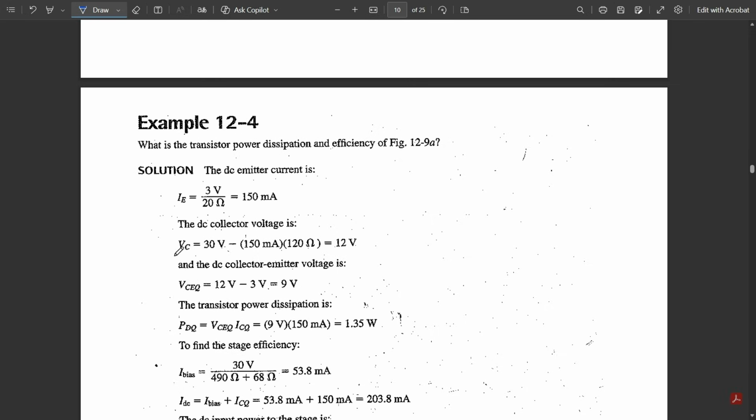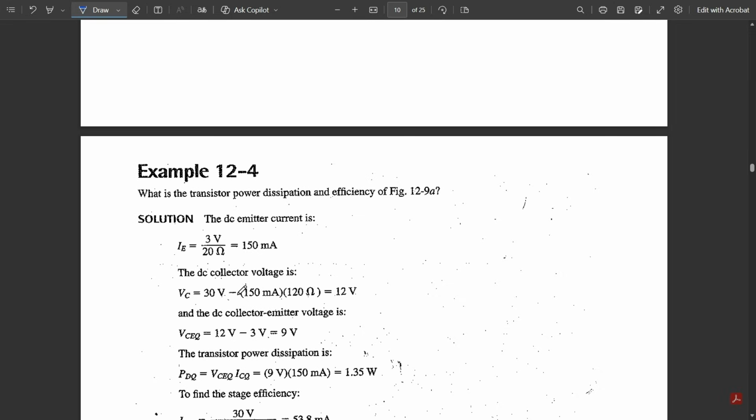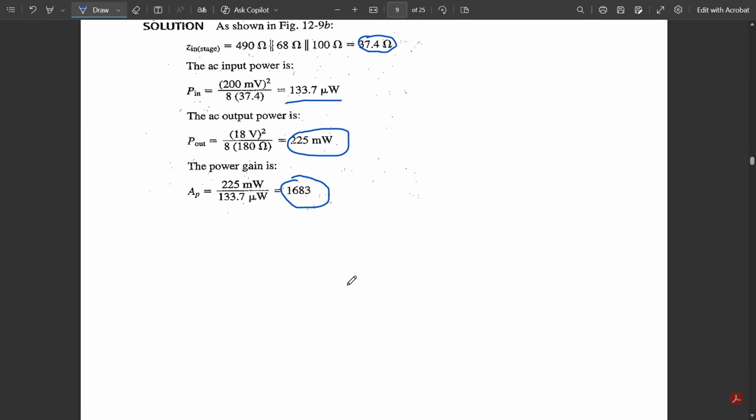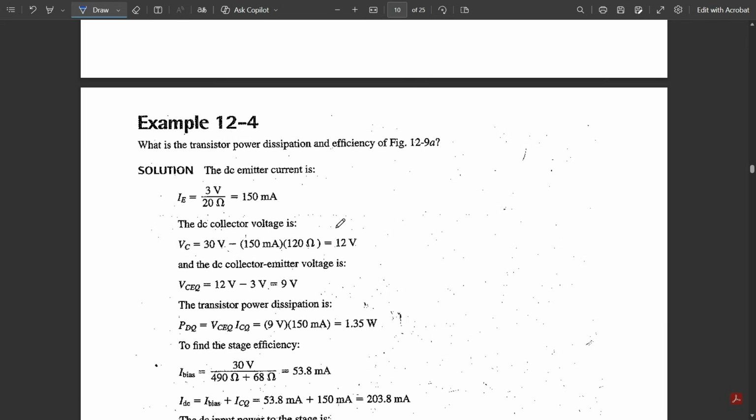Now the collector voltage VC. VCC is 30 volt minus 150 milliamps, which is IE. So VC is equal to VCC minus IC into RC. We know that IC is nearly equal to IE only. So 150 milliamps, and RC is 120 ohms, right? So substituting it here, we would be getting 12 volt. That is the DC collector voltage.